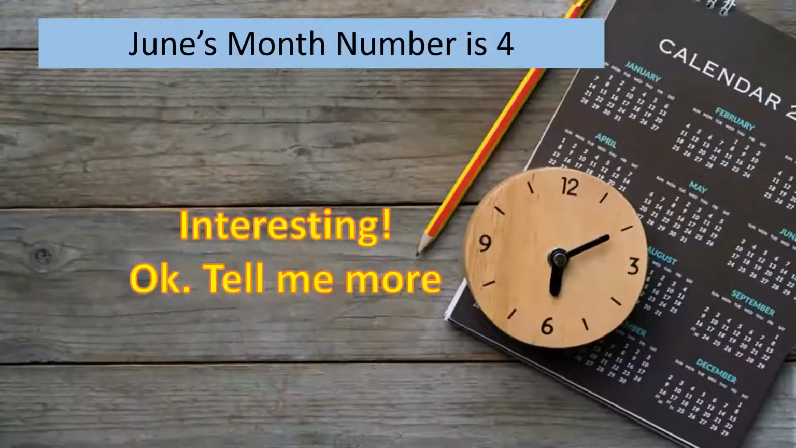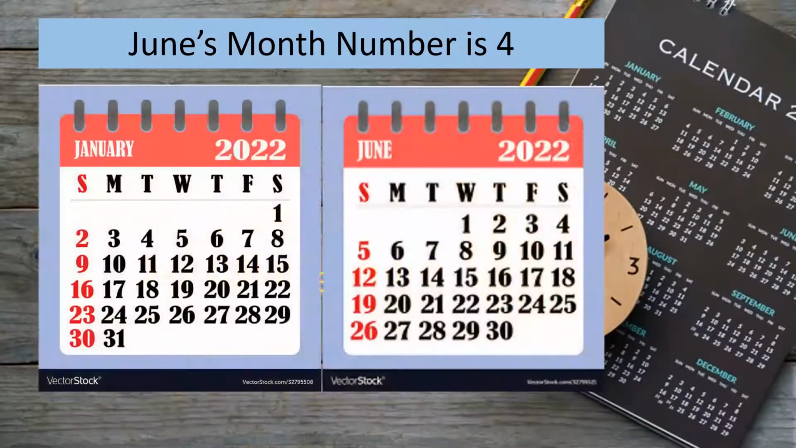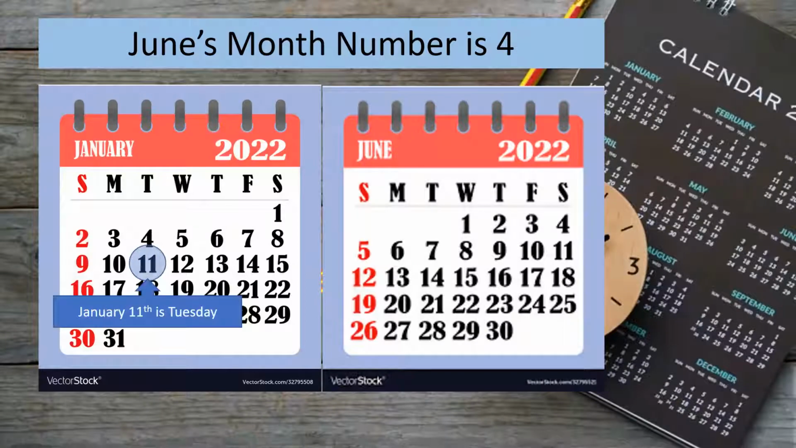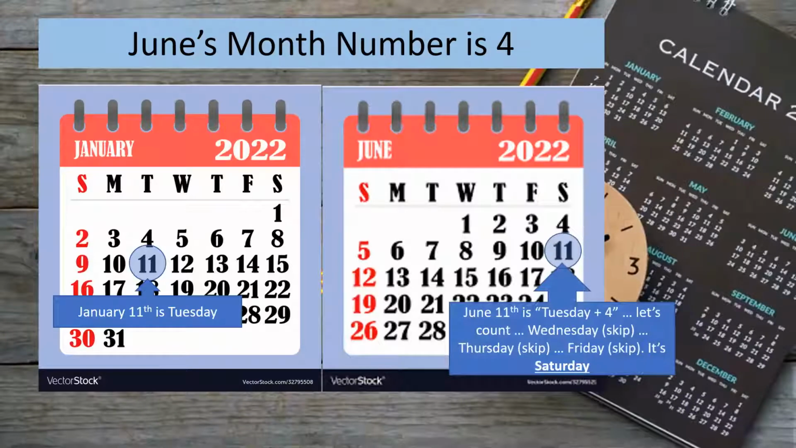Okay, we just looked at February. Let's now look at June. June's month number is 4. We'll do the same exact thing. 11th of January is a Tuesday. So what day of the week would be the 11th of June? The June number is 4. So Tuesday plus 4. We'll skip Wednesday, we'll skip Thursday, we'll skip Friday, and it's a Saturday. Look at the calendar. It indeed is a Saturday.